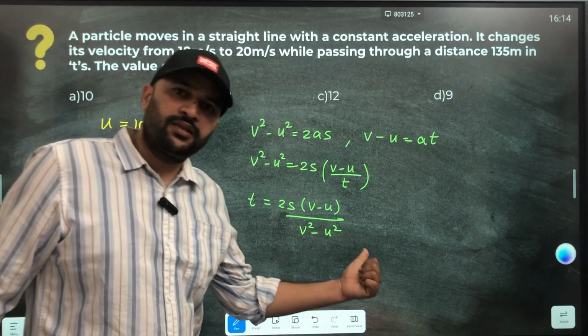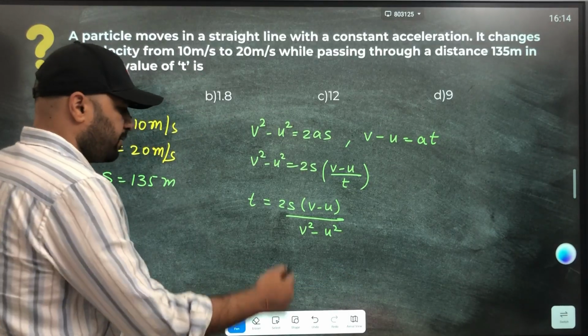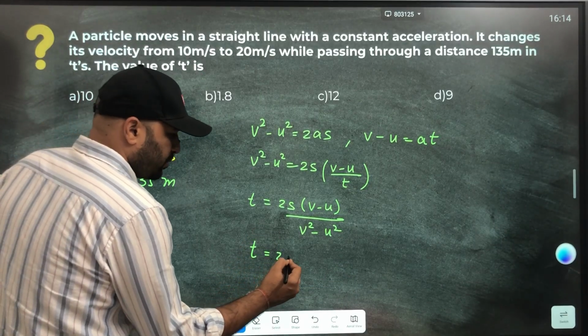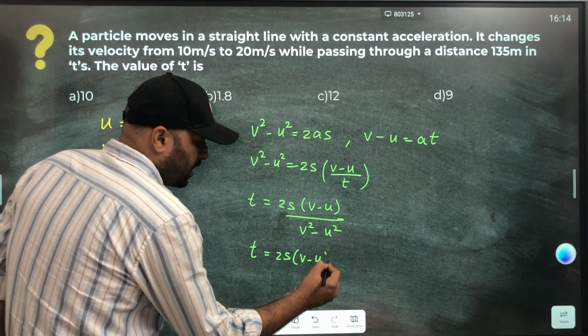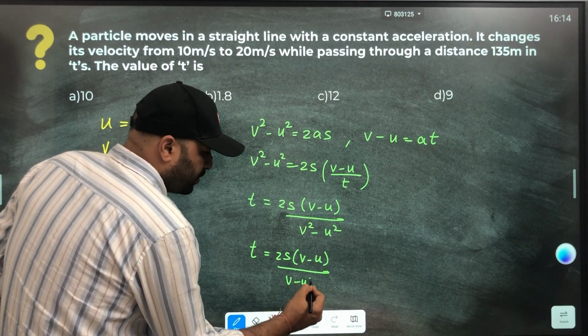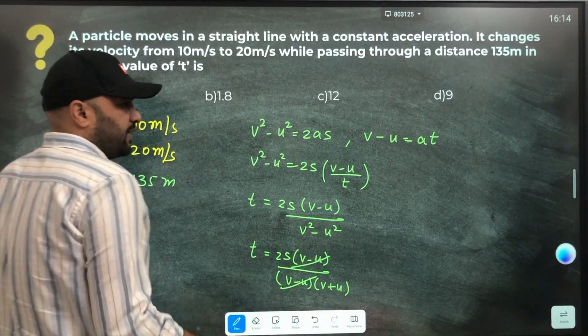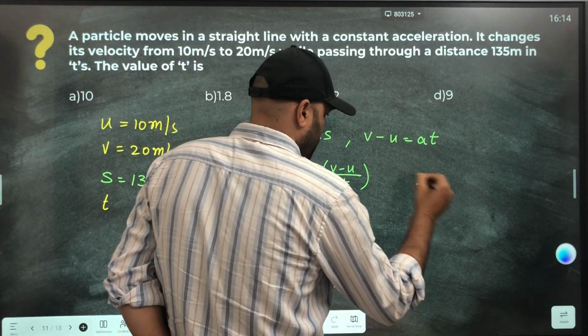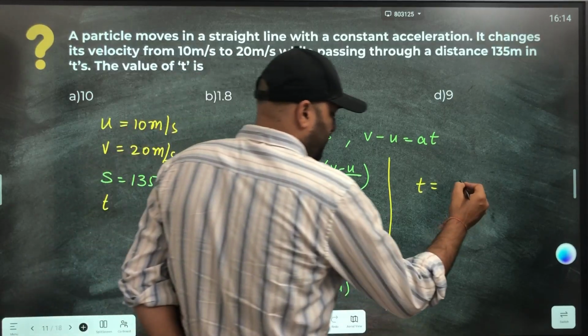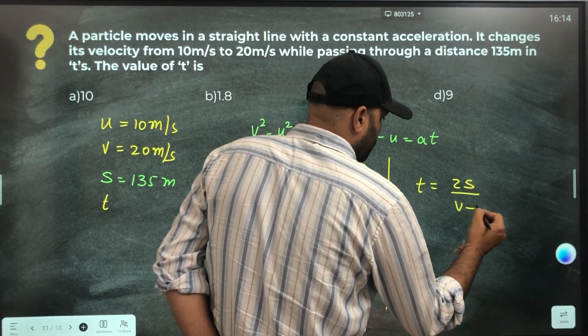And what is a square minus b square? a square minus b square is (a plus b) into (a minus b). So t will be equal to 2s into (v minus u) upon (v minus u) into (v plus u), correct? Let's cancel this with this. We are left with t equals 2s upon (v plus u).